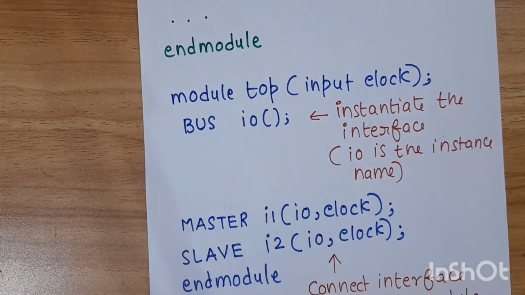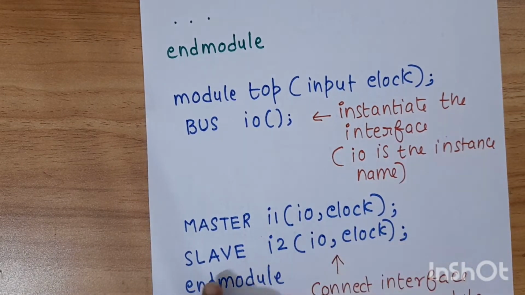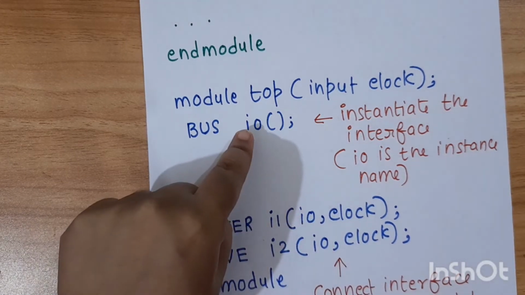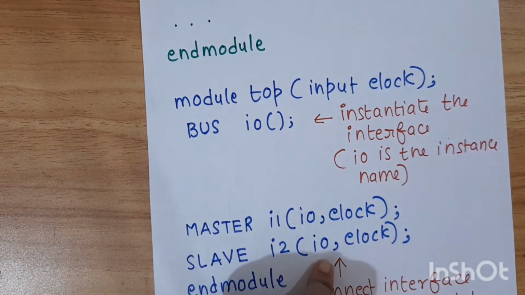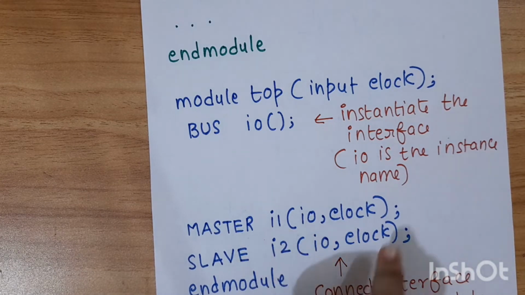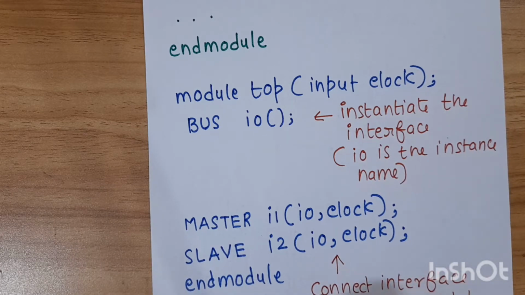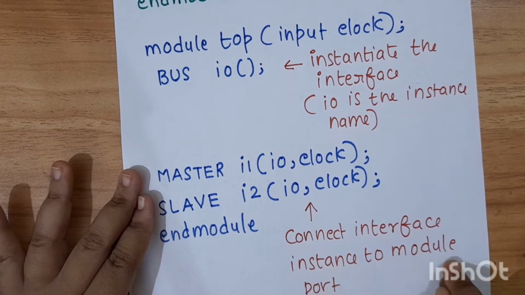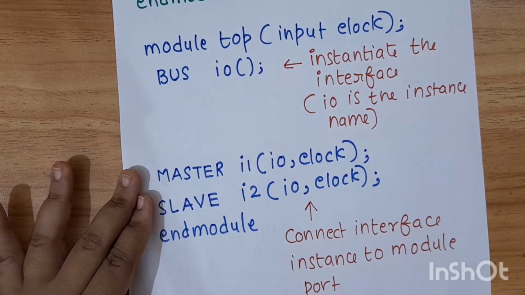So clock is not included. The clock I will put separately here, semicolon. The slave I2 instance is there. Here also I will pass the instance of the interface IO in the port list of I2, which is of slave type, semicolon, end module. So what we are doing is connecting the interface instance to the module port.